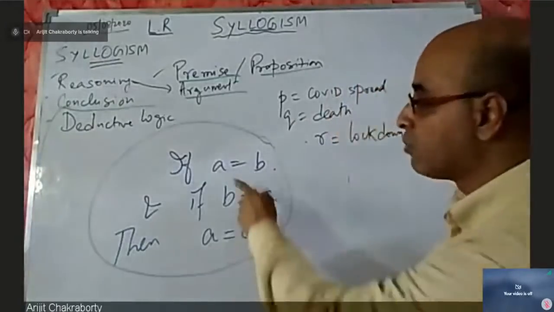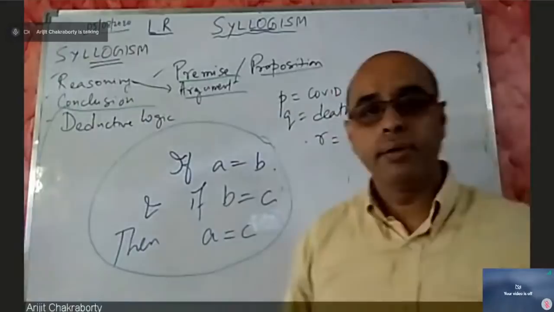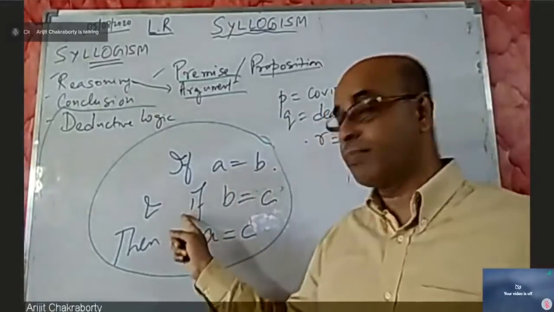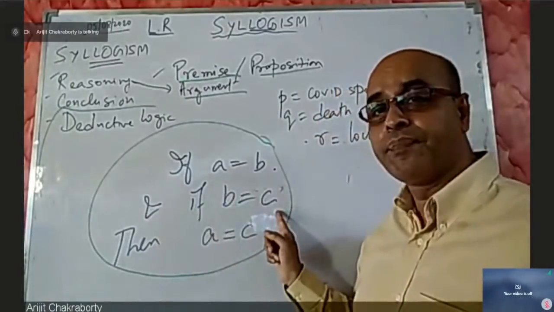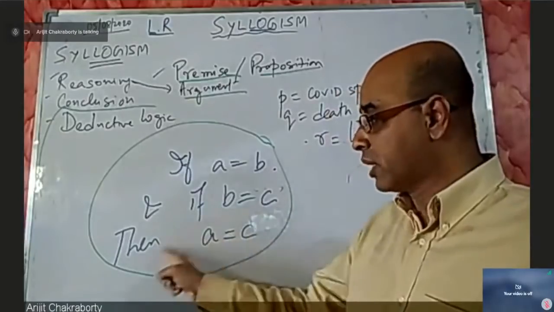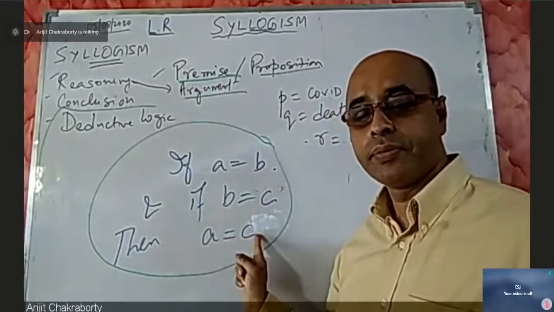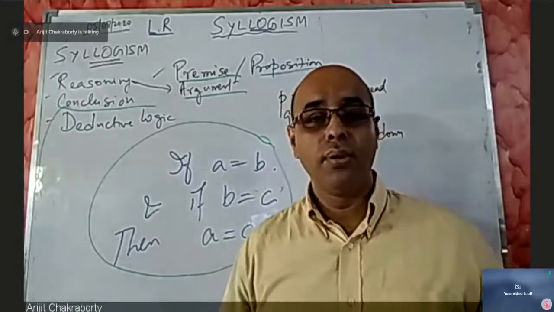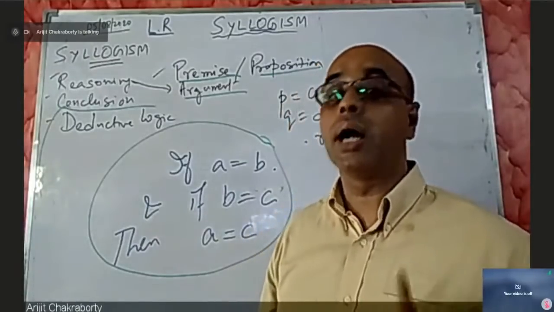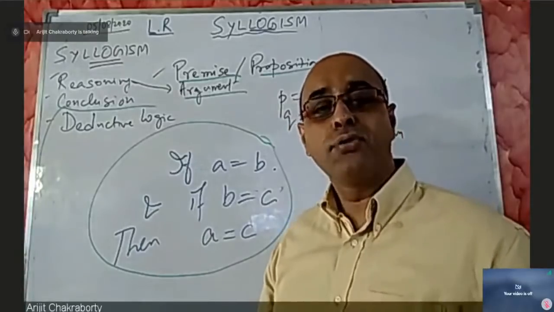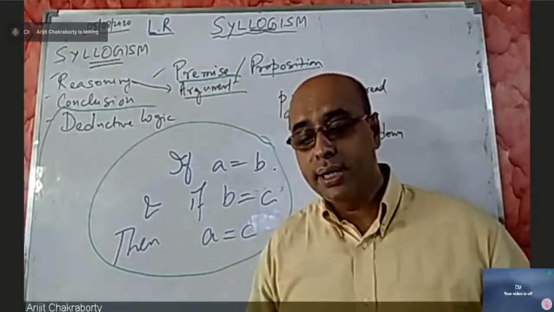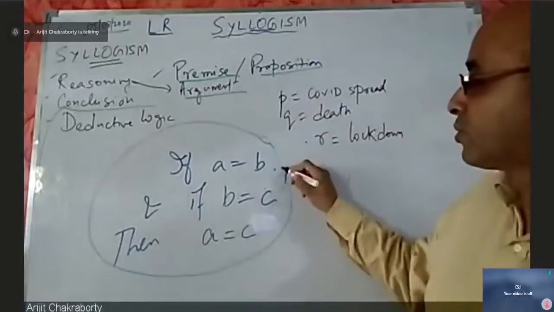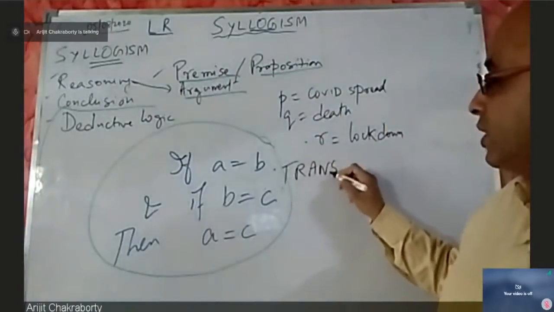That means statement number 1 says A is B. Statement number 2 says B is C. Therefore, the conclusion is A is C. Please note, I'll write a word which all of you know. I have used the same word earlier when I explained functions. The word is transitive.